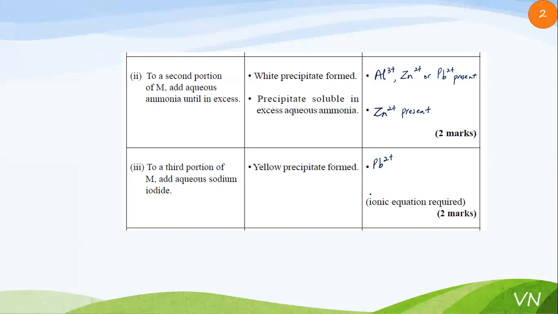And the question asks us to include an ionic equation. That normally happens whenever we are asked about this one test here, that once lead is present, you're asked to write the ionic equation. So it is going to be Pb2+ aqueous plus 2 iodide ions aqueous to form PbI2 solid. So the PbI2 solid is that yellow precipitate that you'll be seeing there. Please note here that once you're writing an ionic equation, you must have your state symbols.